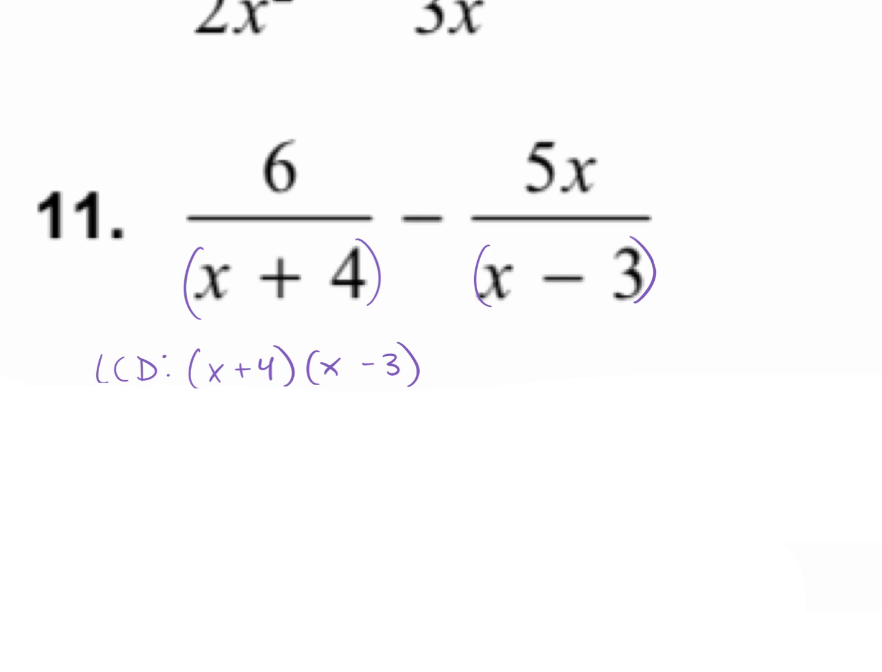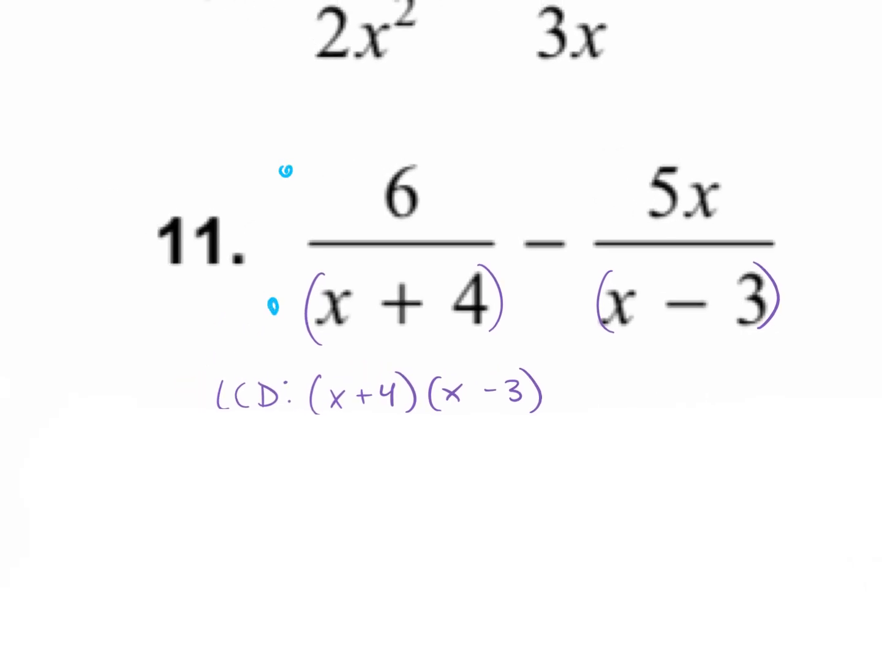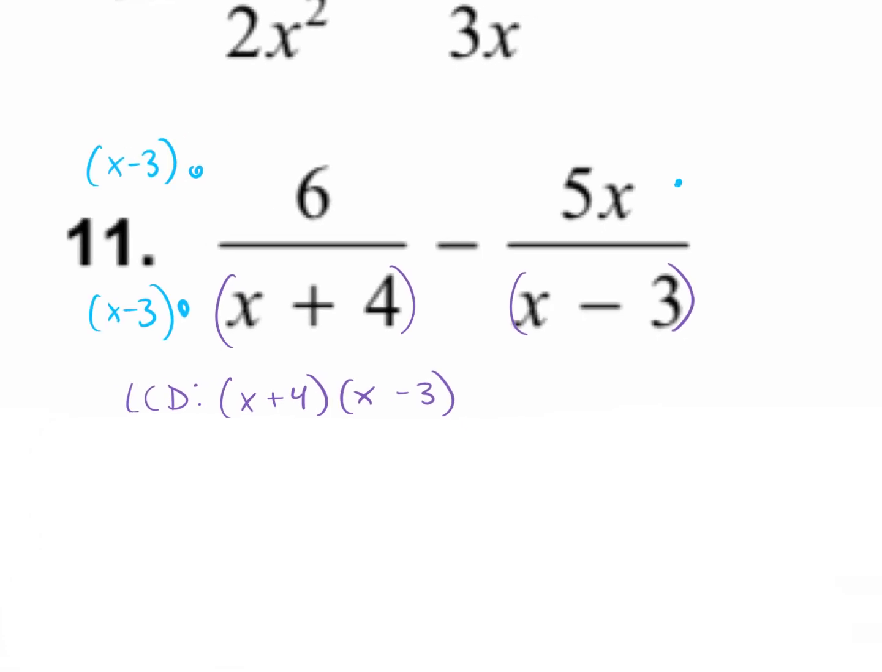What do I do next? Perfect. We can multiply both to the top and the bottom, but we really just want to multiply by what's missing. When you add them together, that's when you multiply both, because then they'll cancel out. So here we just want to multiply the top and the bottom times what's missing. So here both things get multiplied times x minus 3. What's missing in the second one? X plus 4. So the top and the bottom have to get multiplied by x plus 4.